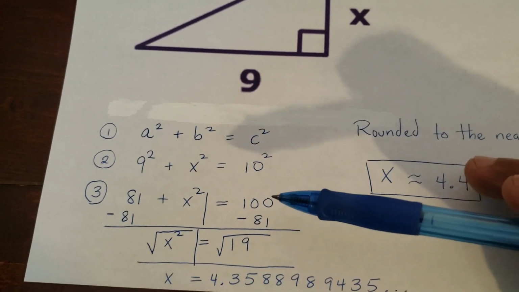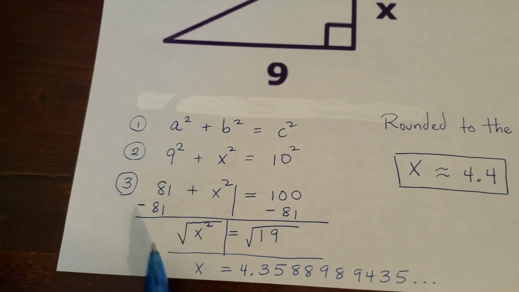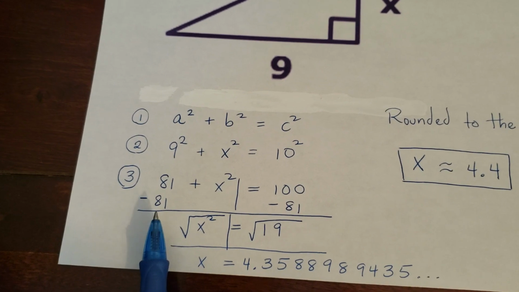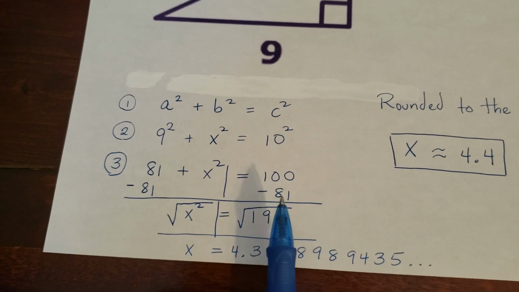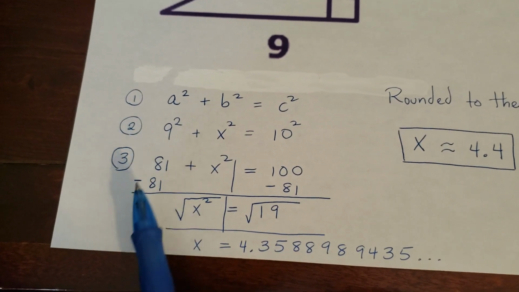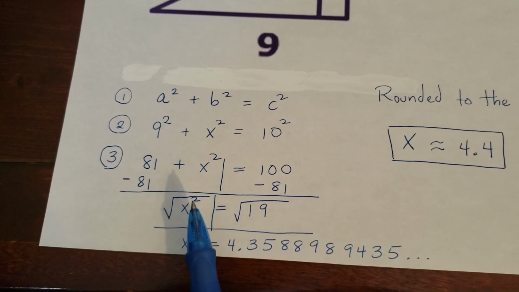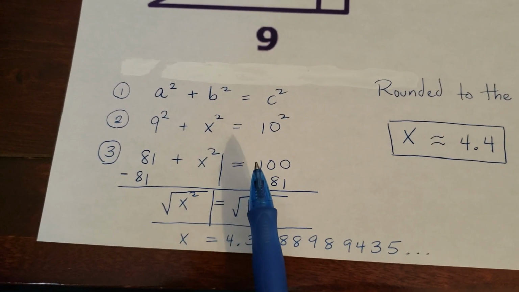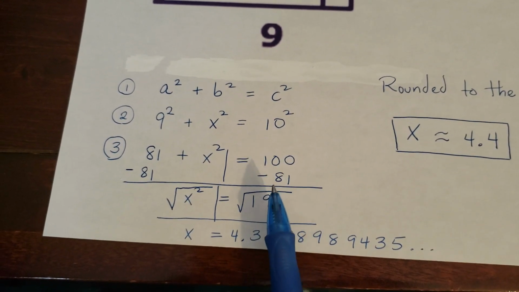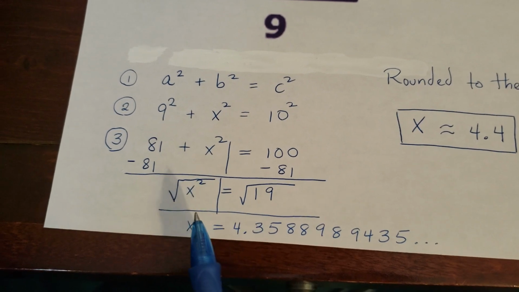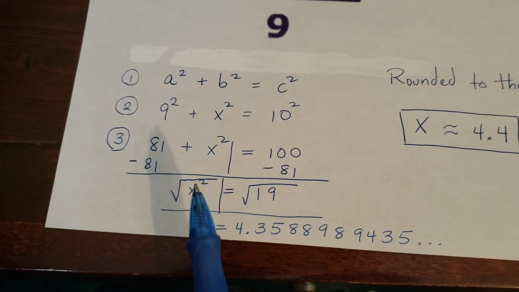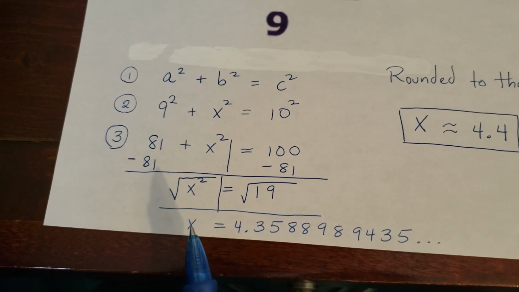Solving this, start with the opposite. So the opposite of positive 81 is you subtract 81 on both sides. These cancel over here. You're left with the x squared. You bring it down. This here, 100 minus 81 is 19. So to solve for x, you just take the square root because that's the opposite of the square. That gives me x here.